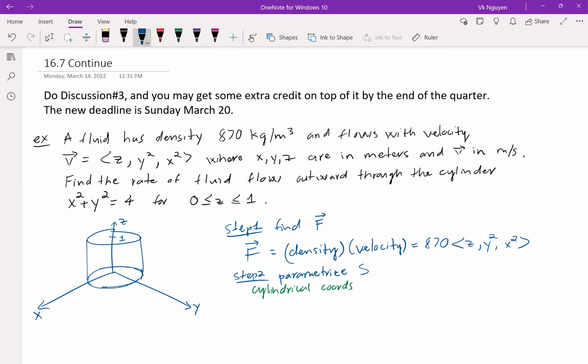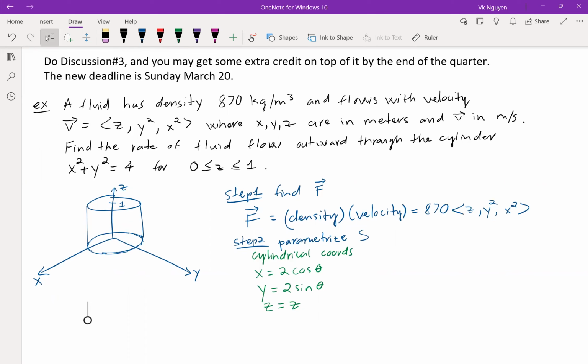Okay. Cylindrical coordinate: x equal to the radius. Radius is only 2. If you look up here, you see that the radius is 2, so it's x equals 2 cosine theta, y equals 2 sine theta, and z equals z.